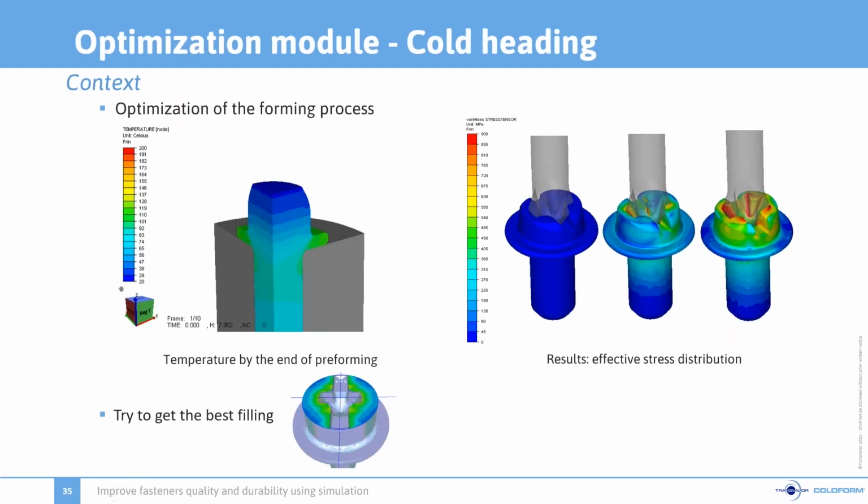Here in this presentation today, we will present a case of optimization applied on the forming process of a screw. The screw is made by two operations, a preform followed by a heading operation. To the right, we display the temperature evolution obtained after the preform operation, and to the left, the von Mises stress obtained during the heading operation. The aim of the optimization is to get the best filling by modifying the preform results.